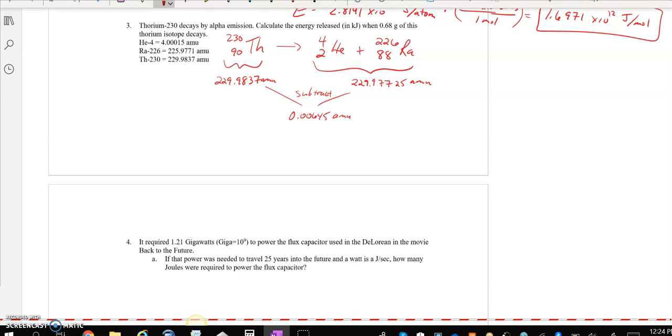Mass turns into energy, and this reaction releases energy. So we can go to our E equals mc squared equation. Mass is 0.00645. Conversion factor. Speed of light squared. Energy comes out to be 9.64 times 10 to the negative 13th joules per atom of thorium.